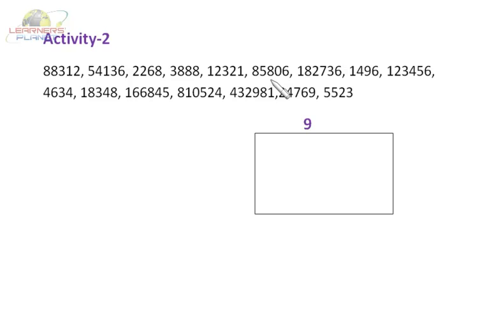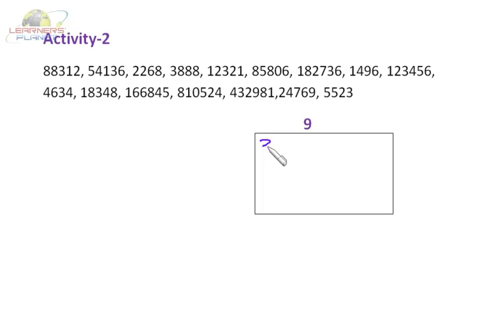Now let's take this number 85806. Let's see whether it is multiple of 9 or not. Just add up all the digits. 8 plus 5, 13. 13 plus 8, 21. 21 plus 6, 27. Now 27 is multiple of 9. So the complete number will be multiple of 9. So I just write it over here.